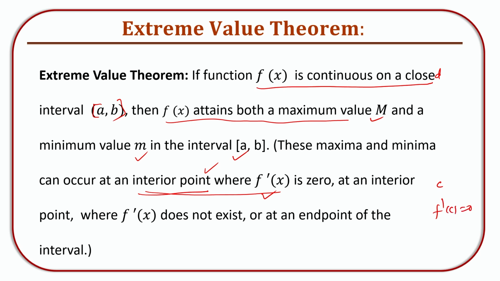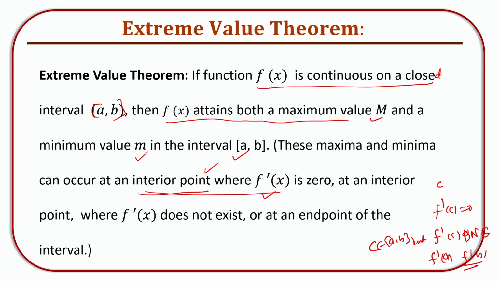An interior point where f dash of x does not exist. It is also possible that c belongs to (a, b), but f dash of c does not exist, right? Or at an end point of the interval. So it might be c equal to a or c equal to b, right? So that is what the extreme value theorem says: if the function is continuous in a closed interval [a, b], then maxima or minima may exist at an interior point. If it exists at an interior point, then the derivative f dash of x at that point is going to be 0.